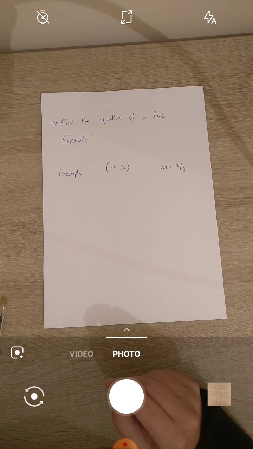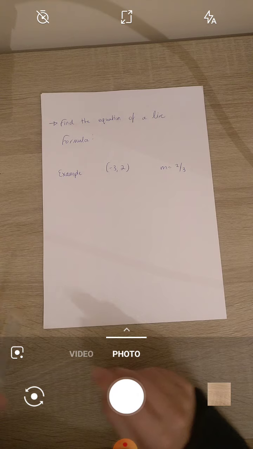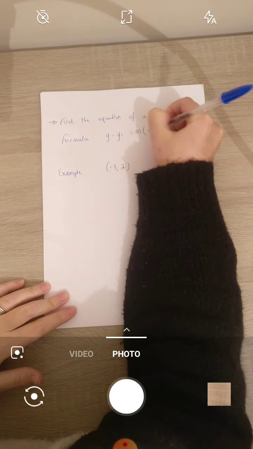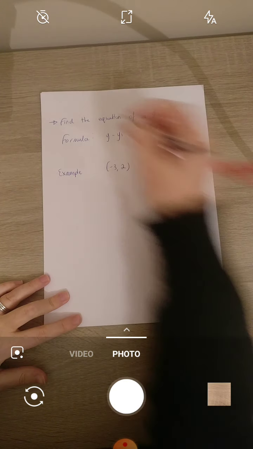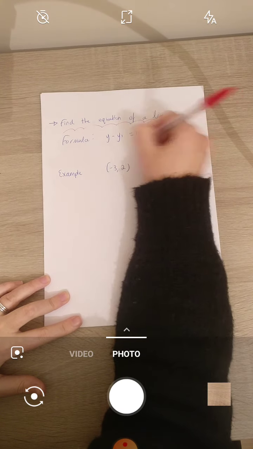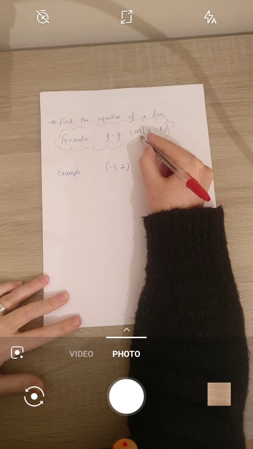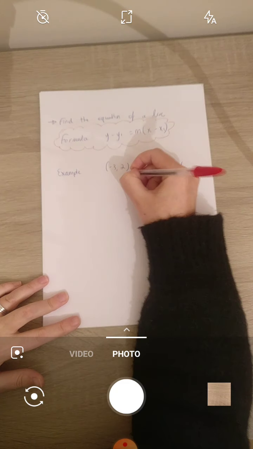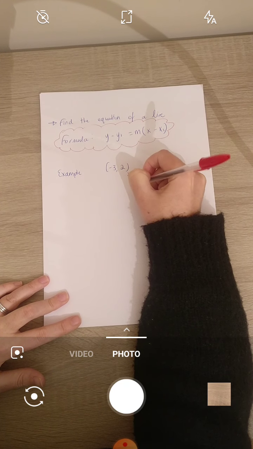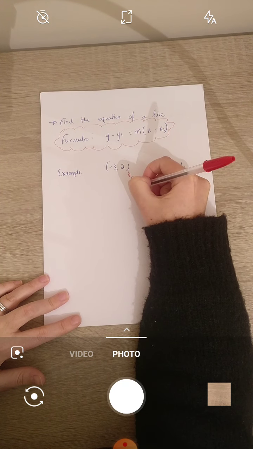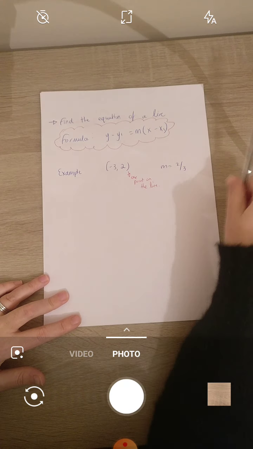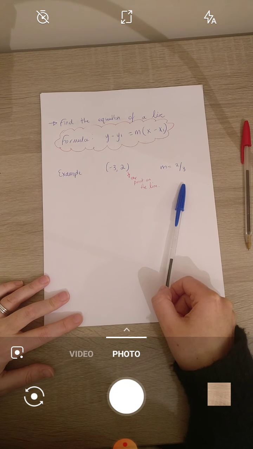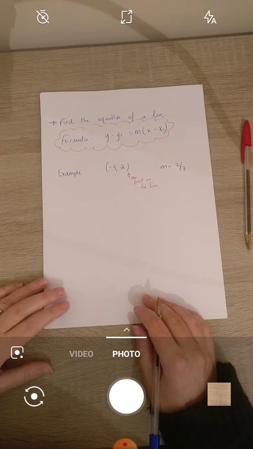So first we're going to look at finding the equation of the line. Okay, so your formula is y minus y1 equals m times x minus x1. So you're substituting here. The m is the slope, and the x1, y1 is one point that's on the line. Okay, so they're telling us in this example that minus 3, 2 is on the line, and they're telling us that the slope of the line is 2 over 3. And they're going to ask you to find the equation of this line.